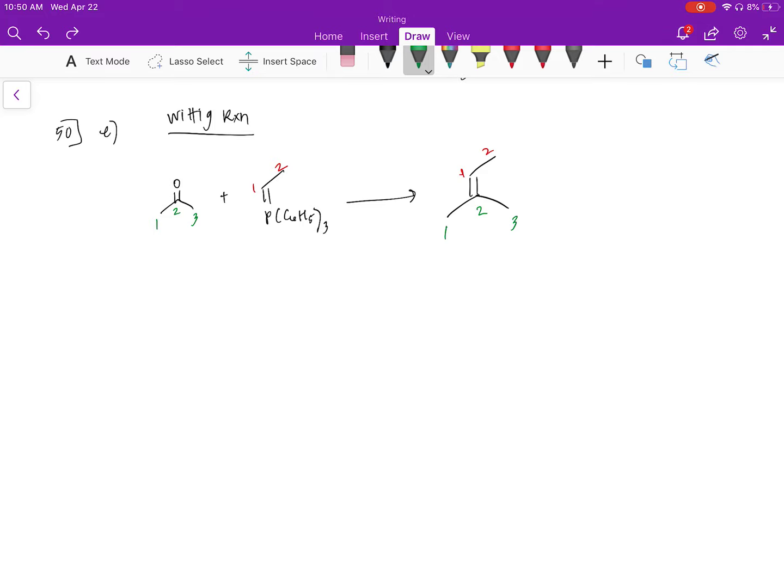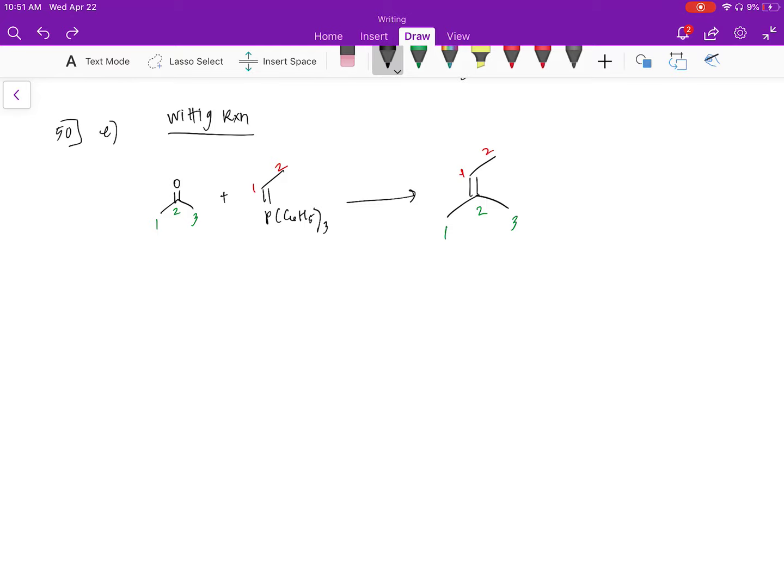And then similarly, working backwards, if you're seeing this double bond of the product over here and you're trying to think, where did that come from? Basically, all you have to do is break this off here and just put the oxygen back in. So let's look at what's actually going on in 50E.